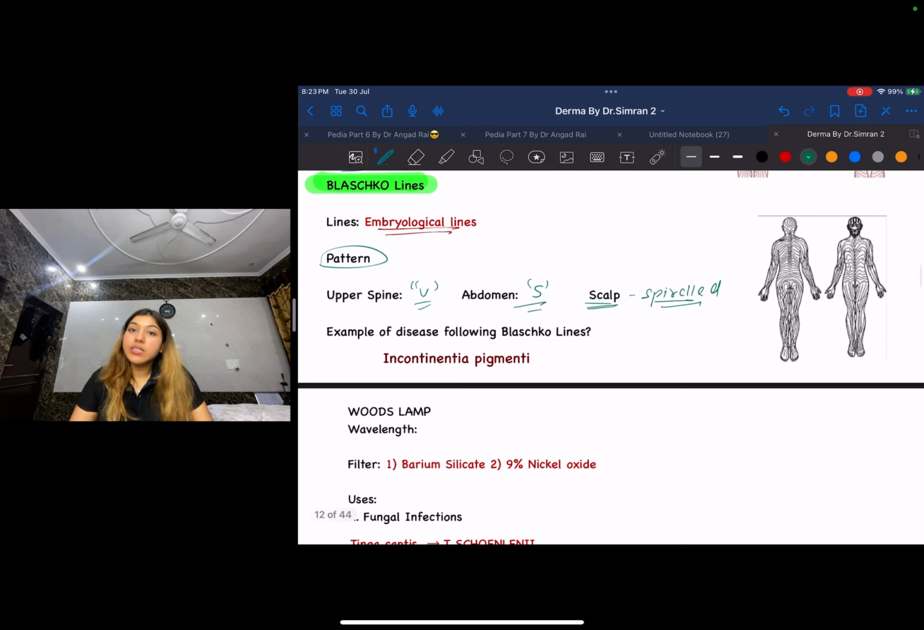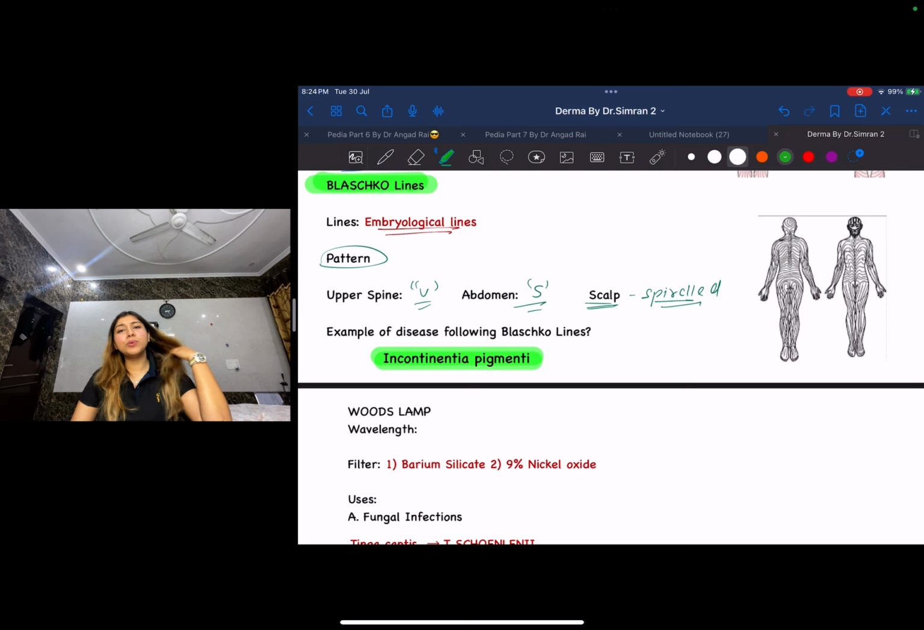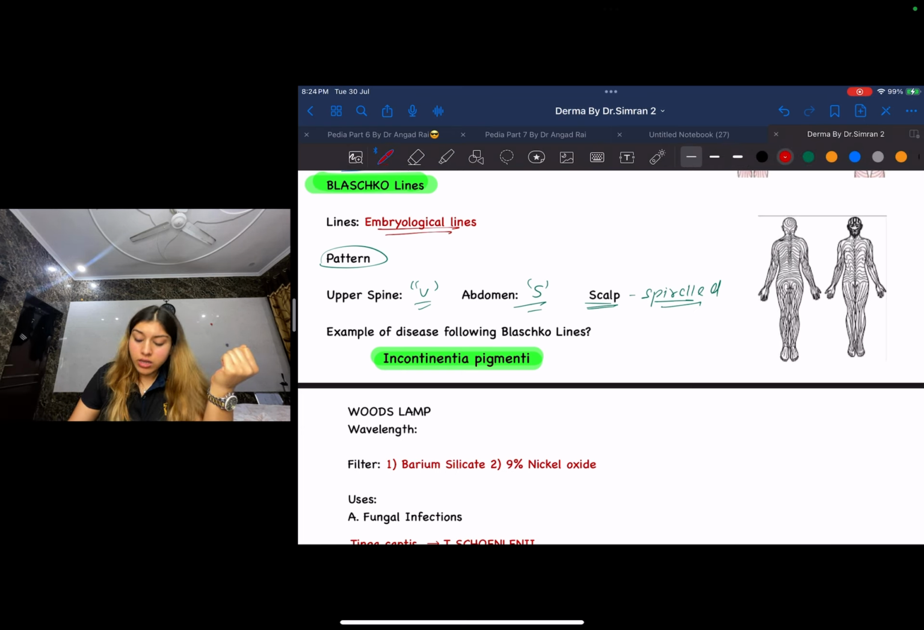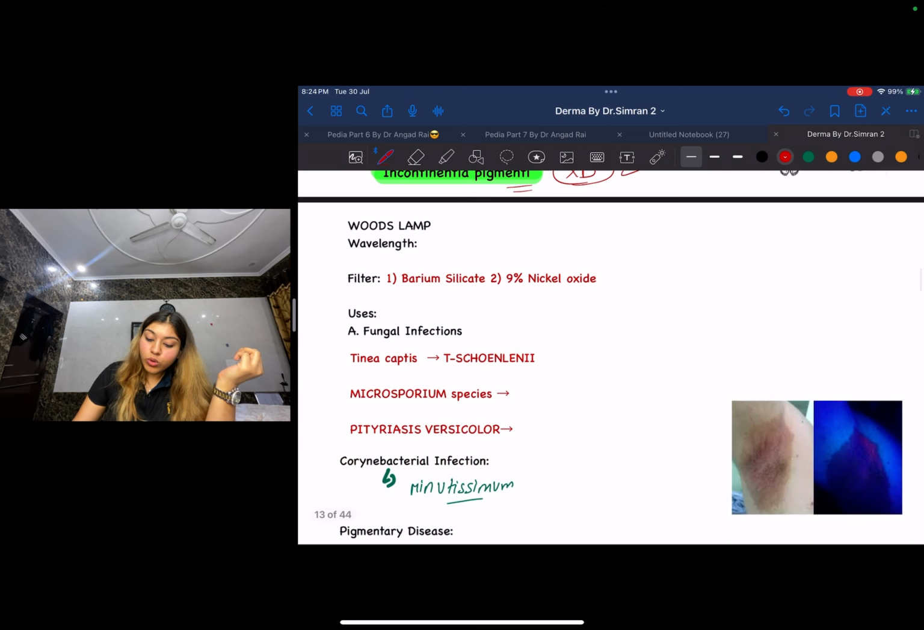Now what is the importance of these Blaschko lines? You will see a disease called incontinentia pigmenti. You will see this bruising, these rashes in a newborn or during early infancy. And one more question associated with this is, what is the pattern of inheritance? Guys, it is X-linked dominant. Okay, next guys, let us move on to Wood's lamp.